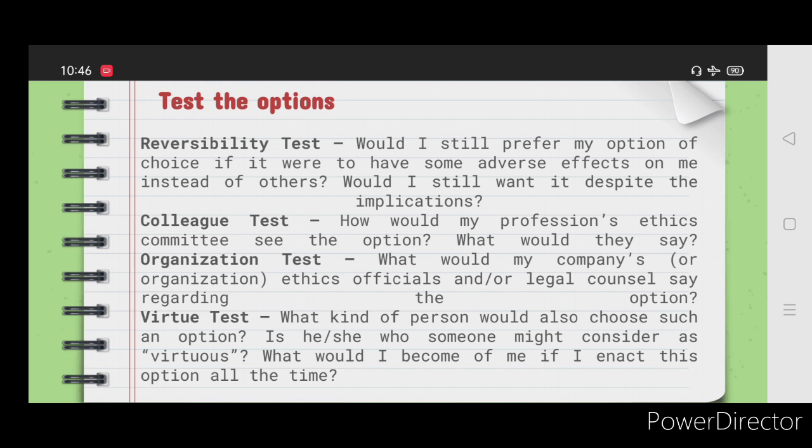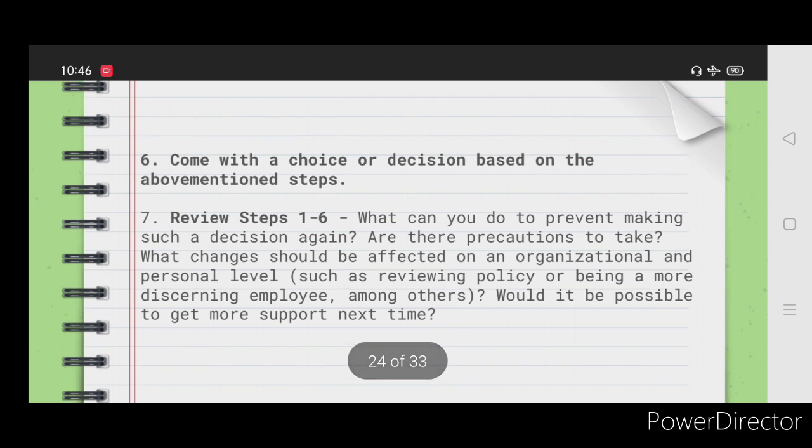Alright? So virtue test is what kind of person would choose such an option. Is he or she someone who might be considered virtuous? What would become of me if I enacted this option all the time? Okay, so these are the series. Step 6 is to come up with a choice or decision based on the above mentioned steps. Step 7 is to review steps 1 to 6. What can you do to prevent making such a decision again? What are the precautions to take? What changes should be effected on organizational and personal level?